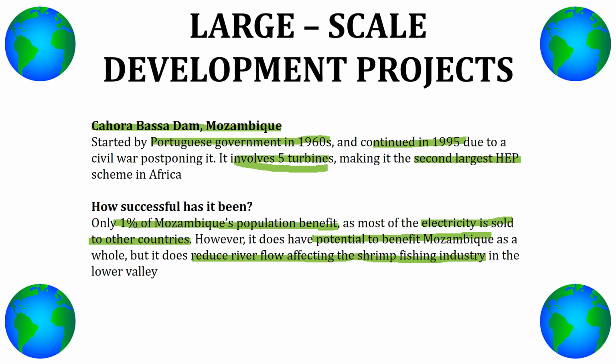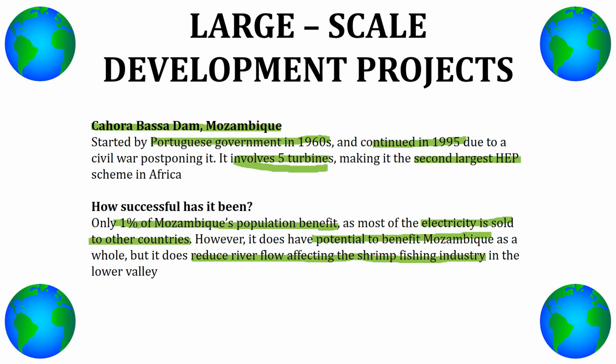And finally, a large-scale development project. An example is the Cahora Bassa Dam in Mozambique. It was started by the Portuguese government in the 1960s, continued in 1995 due to a civil war postponing it. So because of the civil war, they had to postpone construction. But it did start again in 1995, and it involves 5 huge turbines.